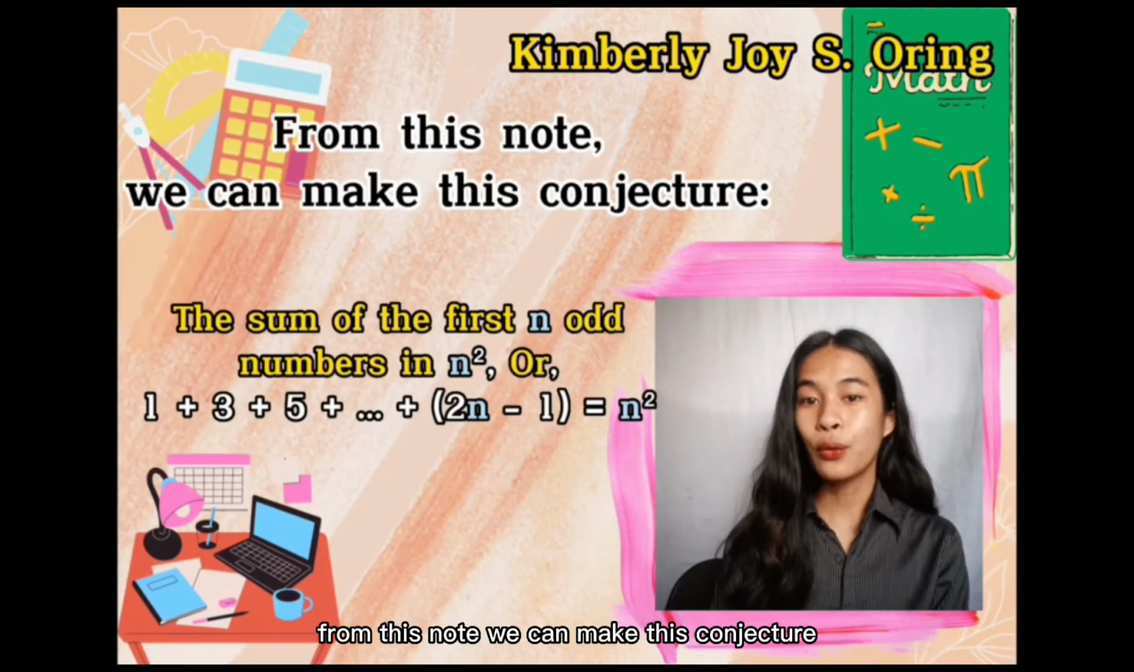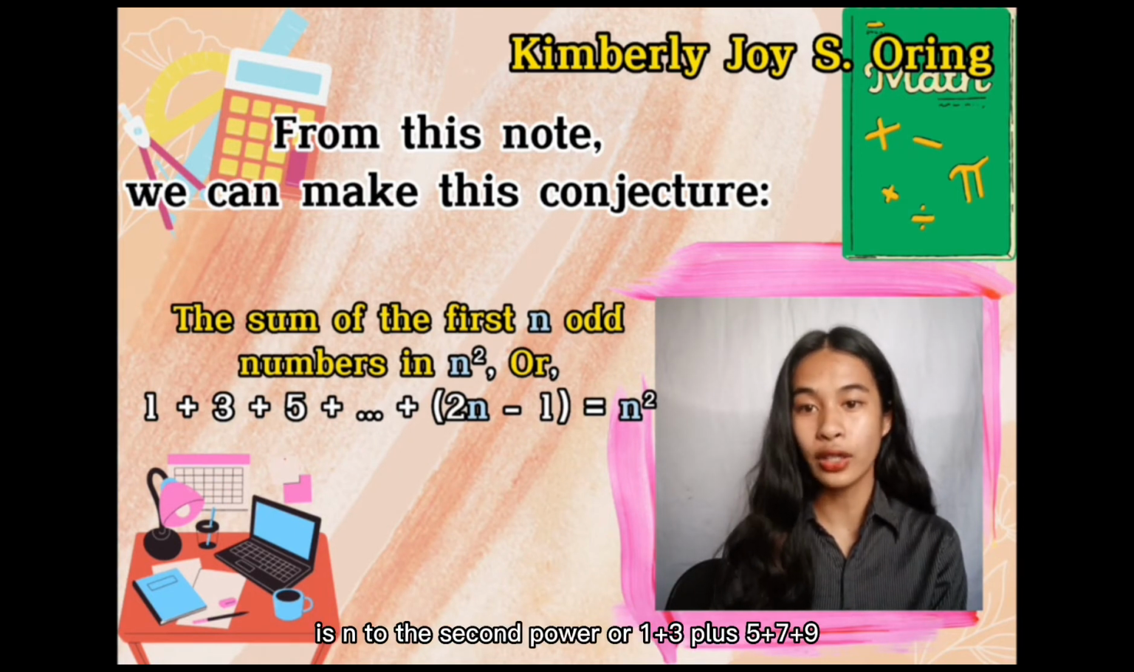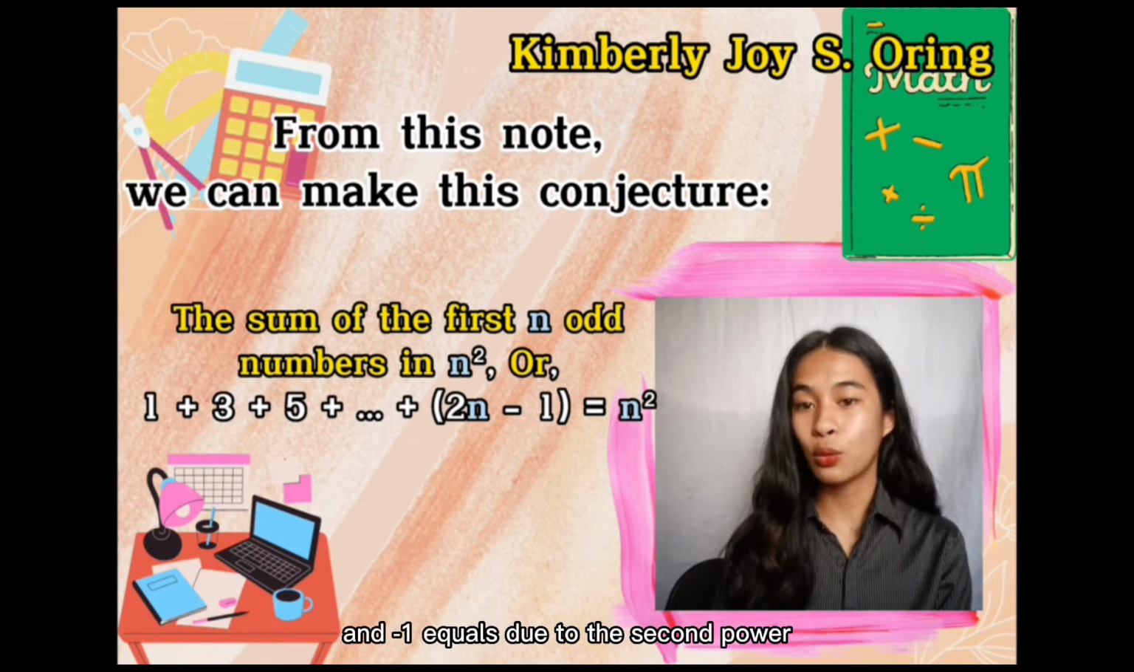From this, we can make this conjecture. The sum of the first n odd numbers is n to the second power, or 1 plus 3 plus 5 plus 7 plus 9 plus up to (2n minus 1) equals n to the second power.